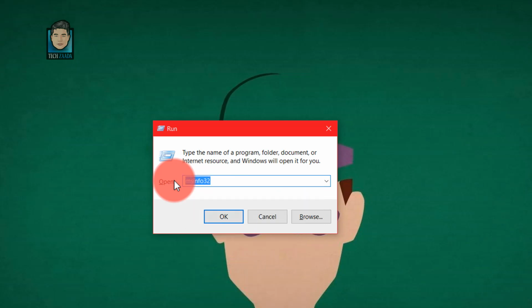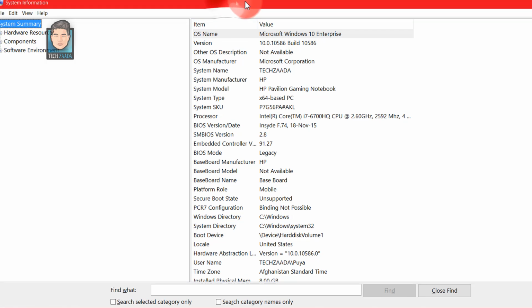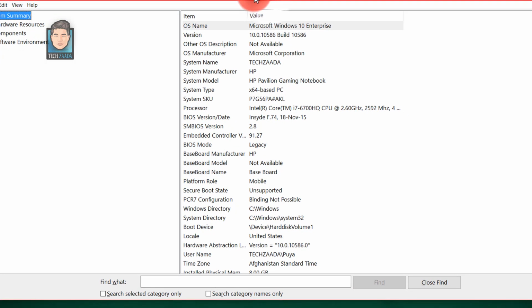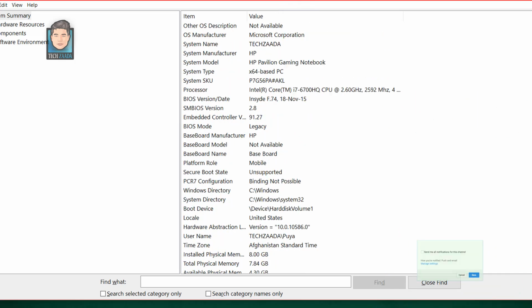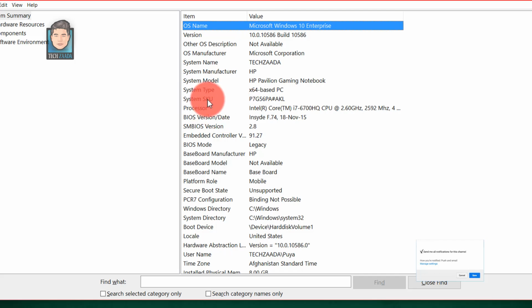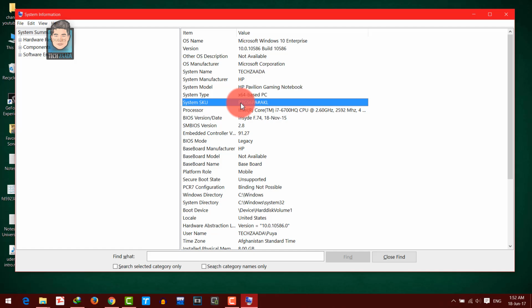MSinfo32, just hit enter. After that, you will get into the System Information page. In this page, you can see a list of the information about your computer. All you have to do is look for an option by the name of System SKU. And as you can see, there are some serial numbers, or you can see the product number.